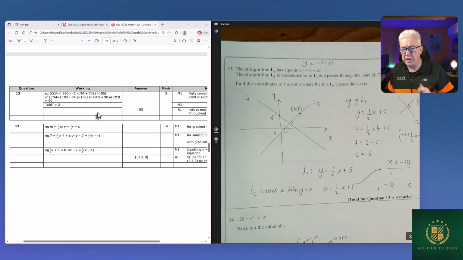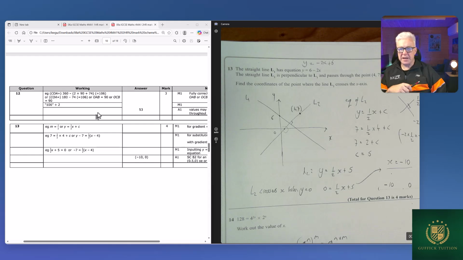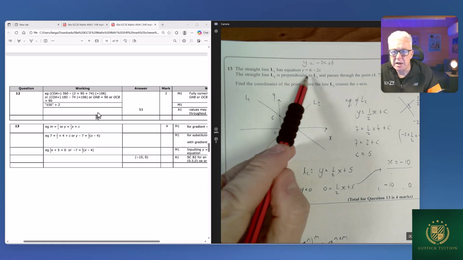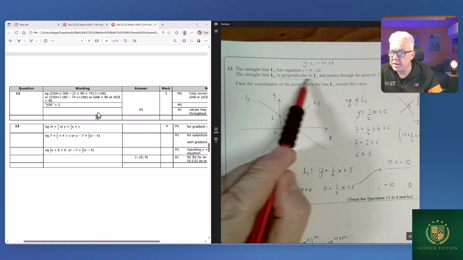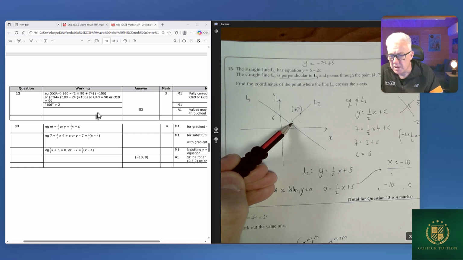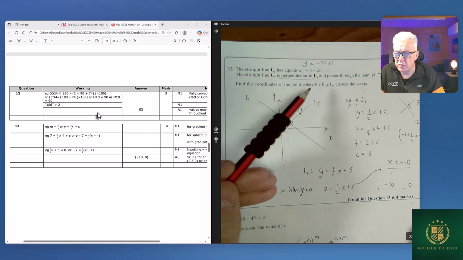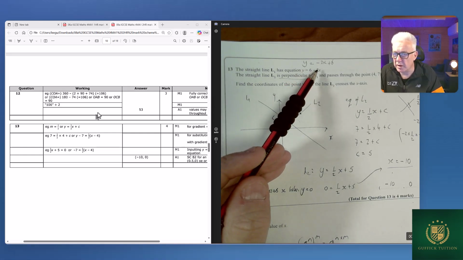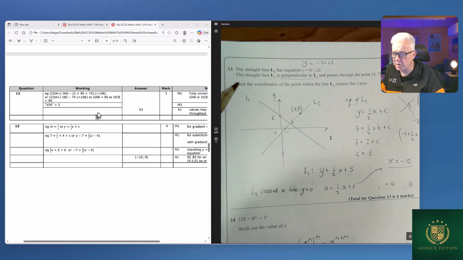So essentially, we need to work out the equation for L2 here. So let's think about this then. What can we say? Now the first key piece of information is, notice it says here that they're perpendicular. So what that means, and I've drawn a little right angle there, is if we can find the gradient of the first line, then negative the reciprocal of that will be the gradient of the second line.